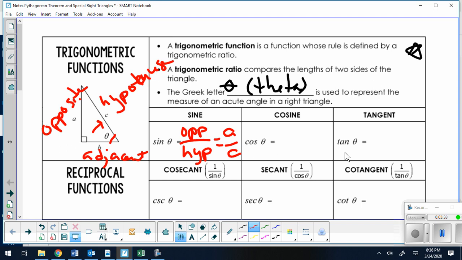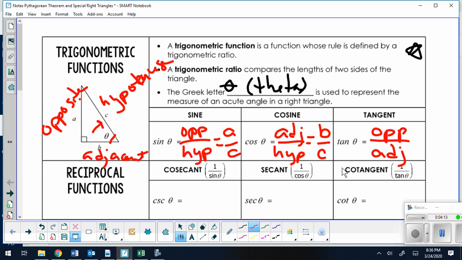Cosine of theta is defined as adjacent over hypotenuse. So in the case of our drawing over here, it's B over C. Again, I'm not going to memorize the B over C. I'm going to memorize the adjacent over hypotenuse. And then tangent is opposite over adjacent. Tangent does not use a hypotenuse.